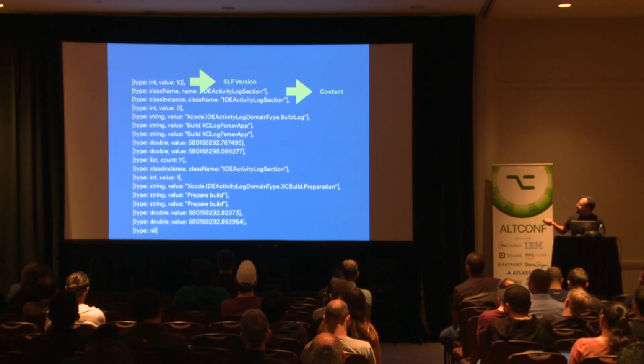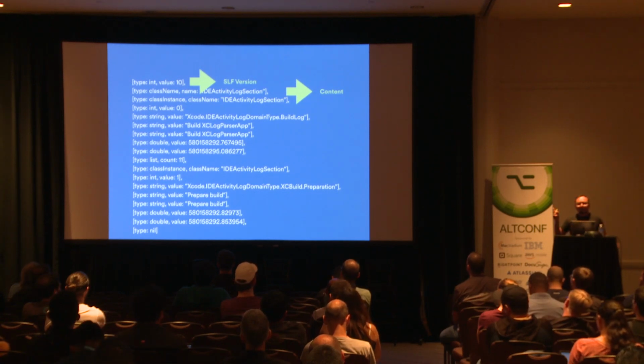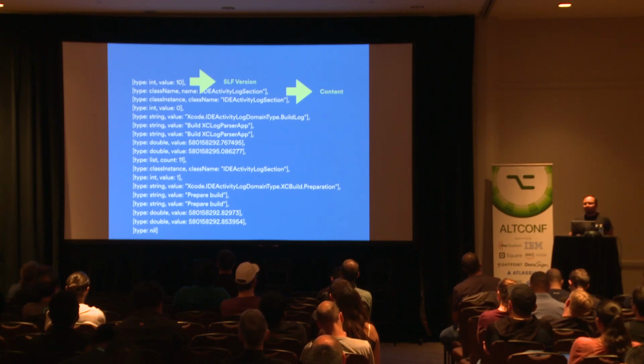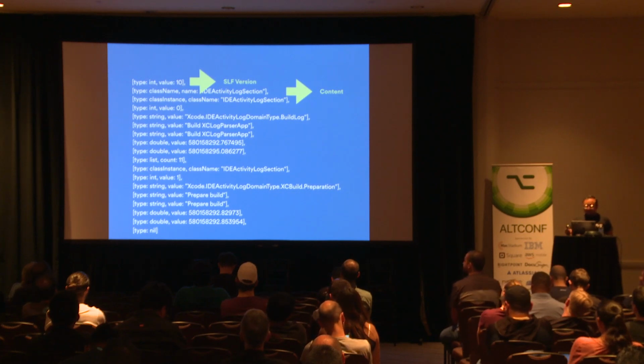The first value is the only one that is not encapsulated in a class instance, because that's the version of the format that this log uses. In Xcode 10 and Xcode 11, we are using version number 10. Xcode 9.4 used version number 9, Xcode 9 used version number 8, and so on. So you always have to take care of that. And the rest is the content.